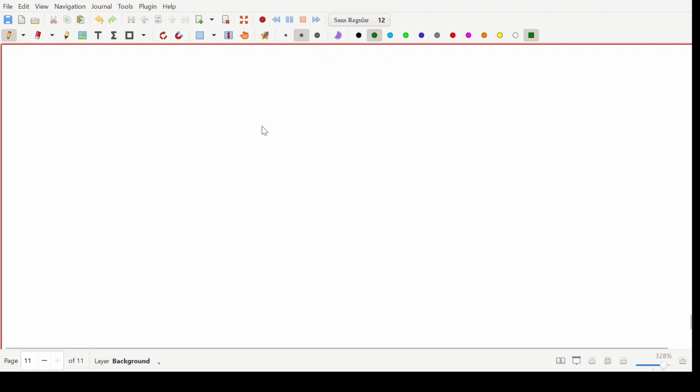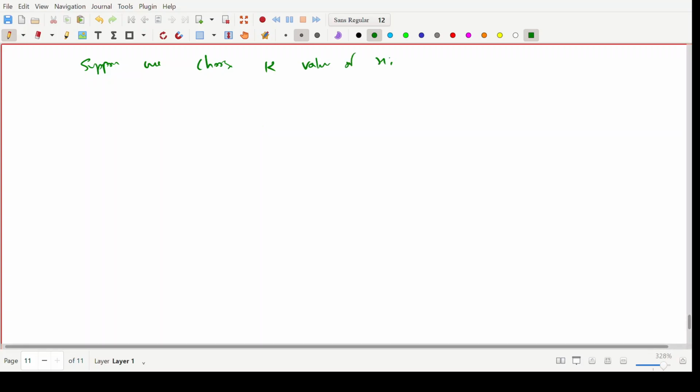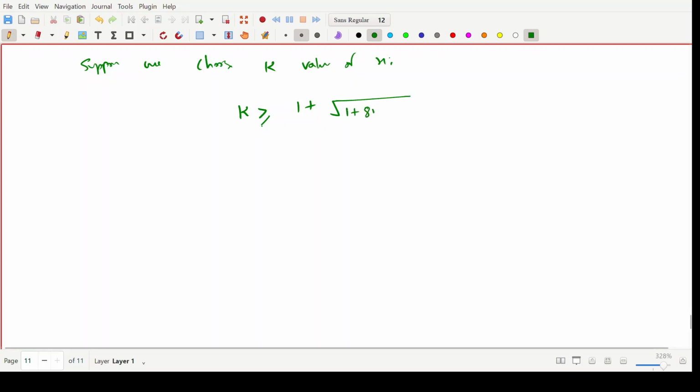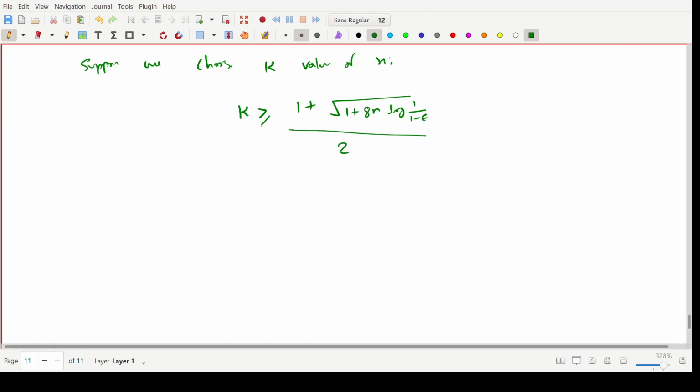Actually, I'm not going to prove the whole birthday paradox, but I just want to give you a glimpse of the expression. Suppose we choose k values of xi. I would like to find the value of k and how it depends on n and epsilon. With the birthday paradox, it has been said that k should be greater than or equal to (1 plus root of (1 plus 8n log 1 upon 1 minus epsilon)) divided by 2. So this is what the value of k should be.